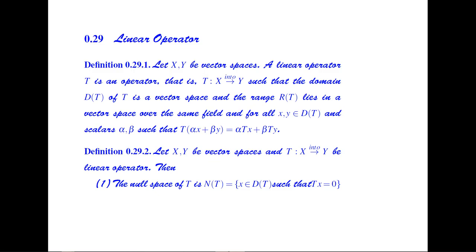Let X and Y be vector spaces and T from X to Y be a linear operator. Then the null space of T is the collection of all those elements in the domain of T such that T of x is equal to 0.